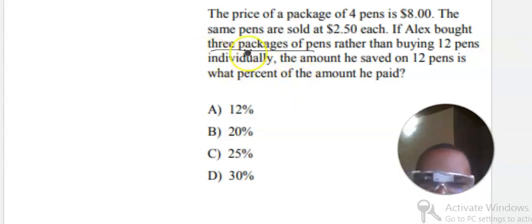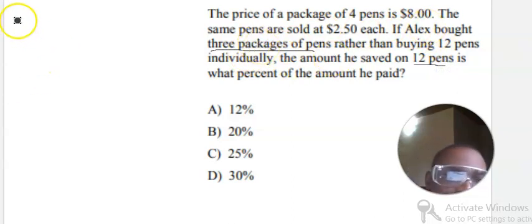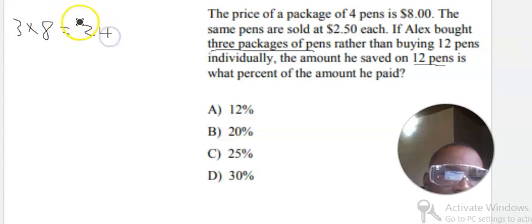he saved an amount on 12 pens. What percent of the amount he paid is that savings? Now, he bought 3 packages and one package contains 4 pens, so he has a total of 12 pens. But how much did he spend for 3 packages? That would be 3 times 8, which is $24. That is the amount he spent.